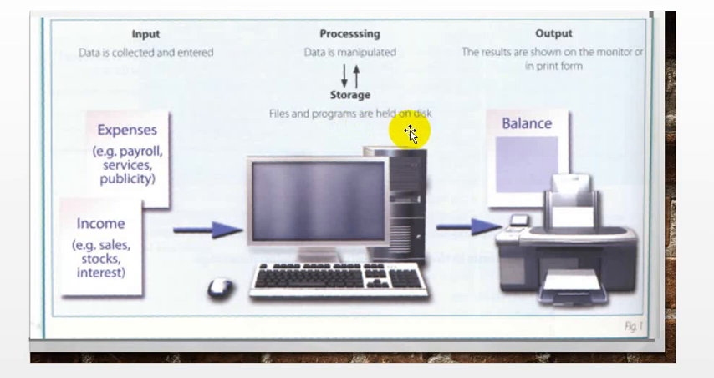File and program are held on disk. When you put the data into the program, you can save that into the storage devices, which is hard disk or RAM, and after that you can print it. Here the results are shown on the monitor or in print form.